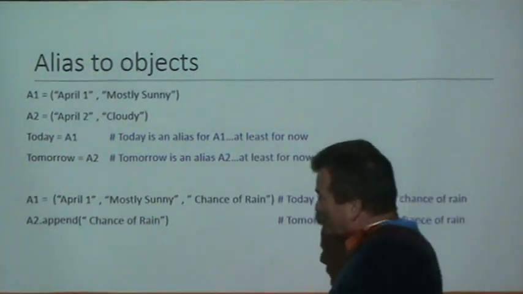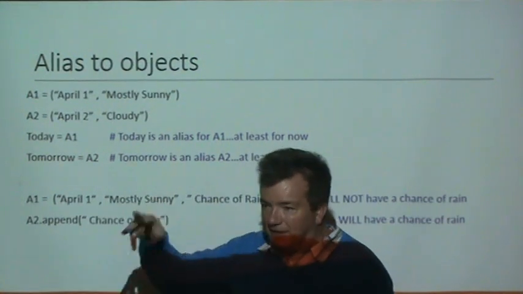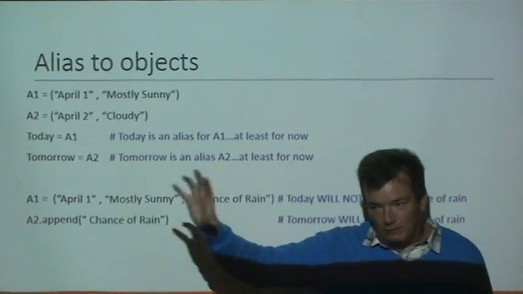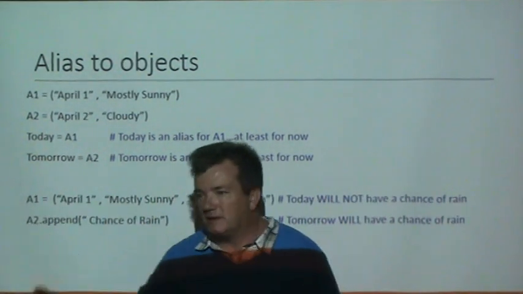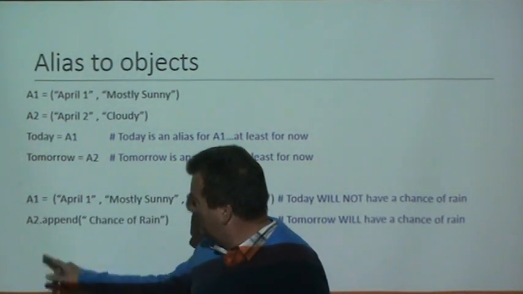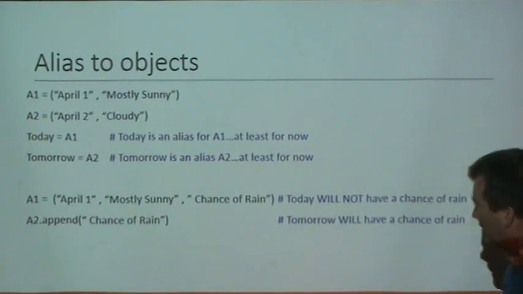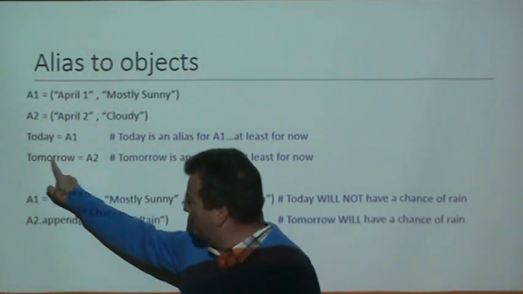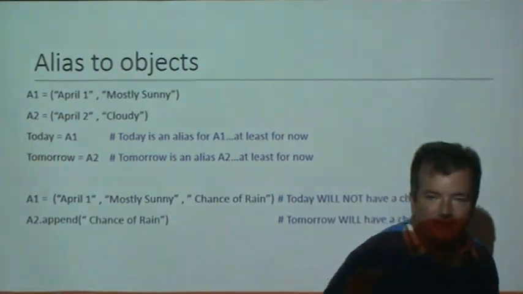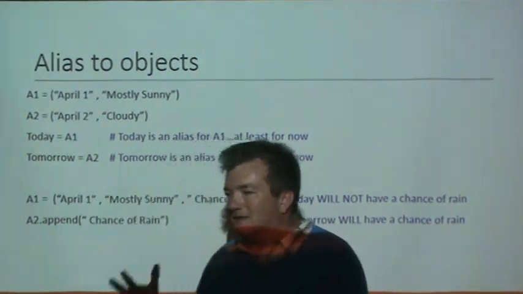But what if all you wanted to do was change the forecast for April 1 and append chance of rain onto the end of it, but you would like today to pick up the new value? Because when you print out the weather report, you're going to say, today is this, tomorrow is that. What you would do is, for example, if you said A2 append a chance of rain, then the variable tomorrow, which refers to A2, will pick it up because, again, you call the append function. You didn't create a brand new piece of storage, you applied a function to an existing piece of storage, which means it stays the same.